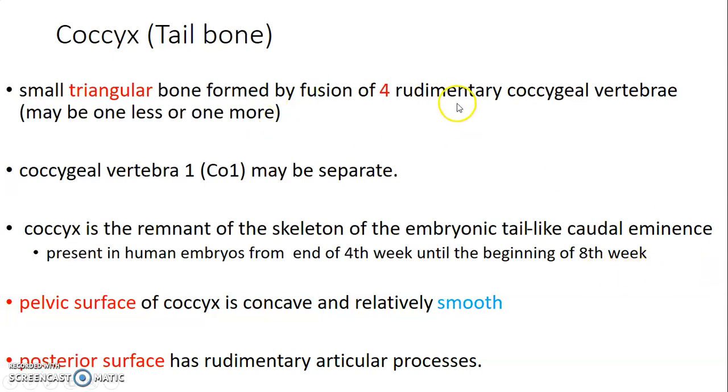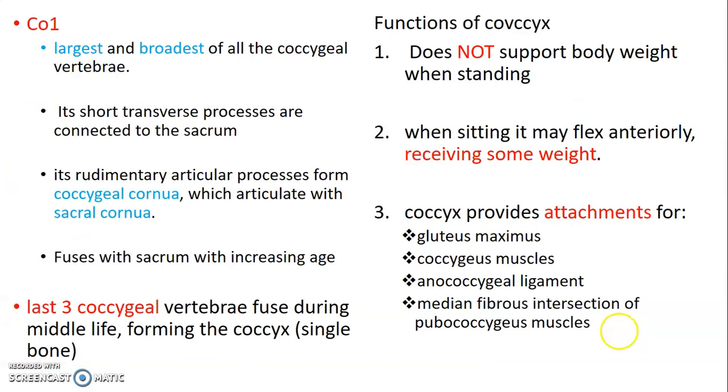It's triangular. The four coccygeal bones fuse, and the first one may be separate. And remember, the coccyx is a remnant of the embryonic tail. So the pelvic surface is usually smooth and concave, while the posterior has rudimentary articular processes. The first coccygeal vertebra is larger and the broadest and has short spinous processes. Its rudimentary articular process forms the coccygeal cornu that articulates with the sacral cornu.